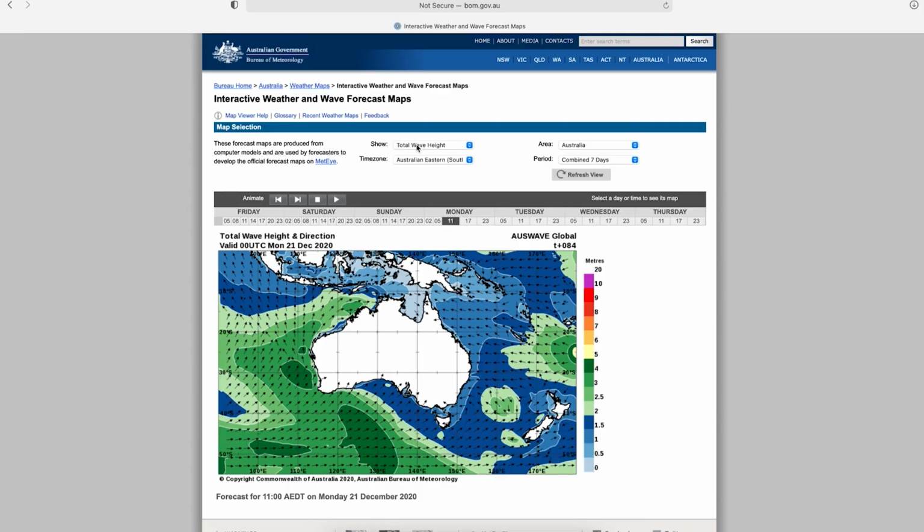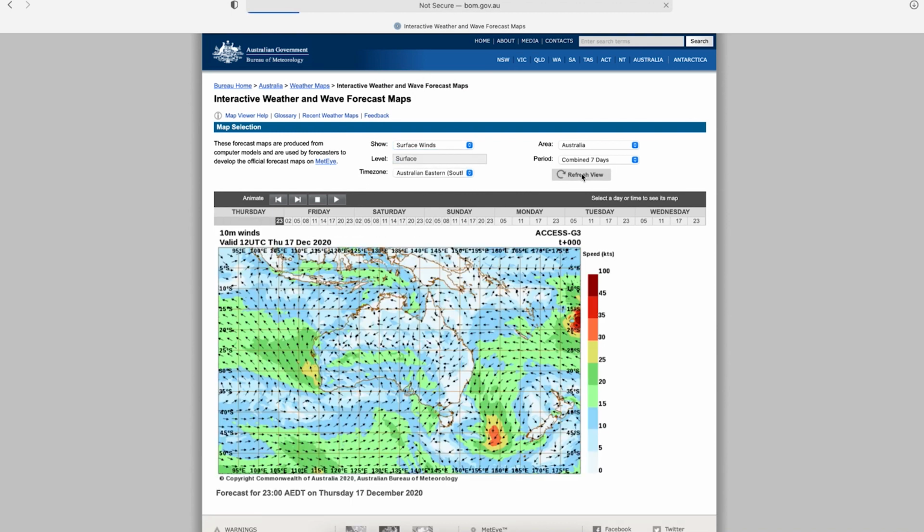So I'm going to navigate back up here to the total wave height and I'm going to go up to surface winds. Just be mindful, there are two wind selections here. I think it's always safe to pick the surface winds because this one tends to deal with upper atmospheric winds as well and gives you a bit of a blown out thing, so it can be a little bit misleading, but I've found surface winds to be pretty much the most accurate that we can go. So we're going to click on surface winds, refresh that view.